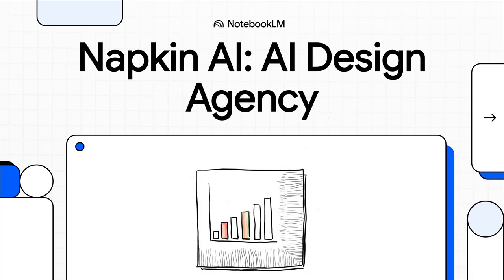All right, let's get right into it. Today we're talking about Napkin AI. It's a new tool that's been getting a ton of buzz, and the big promise is that it acts like your own personal AI design agency, turning simple text into some really stunning visuals.